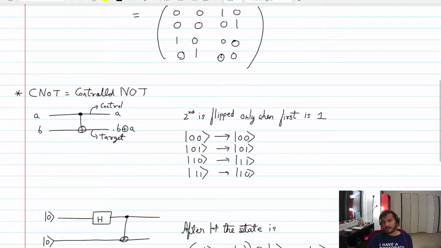So let's look at what's happening here. If we have the 0, 0 state, this will remain 0, 0 as the first one is 0. 0, 1 would again remain 0, 1. Now 1, 0 would become 1, 1 because since the first one is 1, the second one gets flipped. So we get 1, 1. Similarly, for 1, 1, the second bit gets flipped again and becomes 1, 0. So this is an interesting gate that kind of works like an XOR.